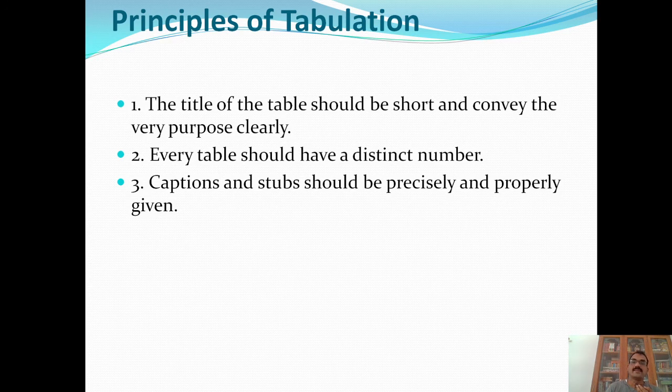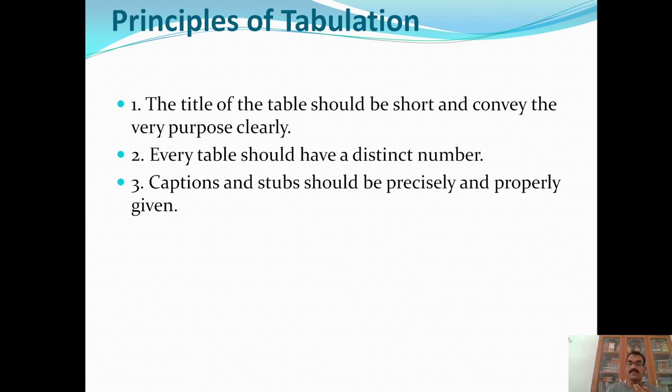Then what are the principles of tabulation? First one, the title of the table should be short and convey the very purpose clearly. Second one, every table should have a distinct number. Table number 1, table number 2, like that.